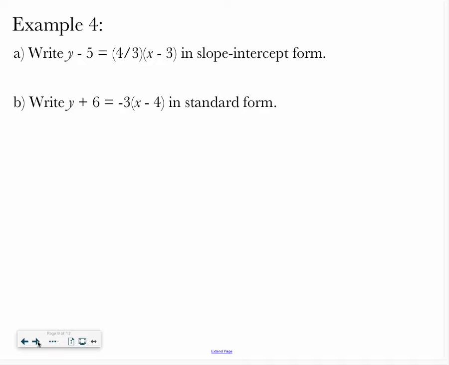We want to write y minus 5 equals 4/3 times x minus 3 in slope-intercept form. Okay, so I'm just going to rewrite that on the right-hand side of the screen here. And then I want to get it from my point-slope form to my slope-intercept form. So I want it to look something like this. So what that means, I need to get y by itself, and I also need to get rid of my parentheses. So I'm going to start by getting rid of my parentheses.